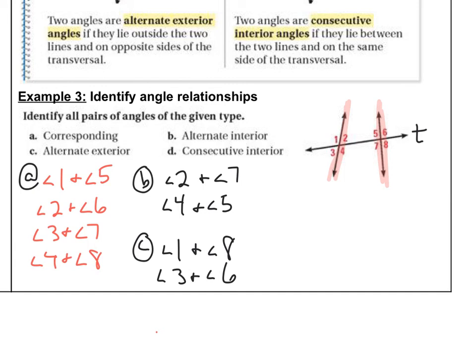And finally, we're talking about consecutive interior. So we're inside the lines and we're on the same side of the transversal. So angles 2 and 5, angles 4 and 7.